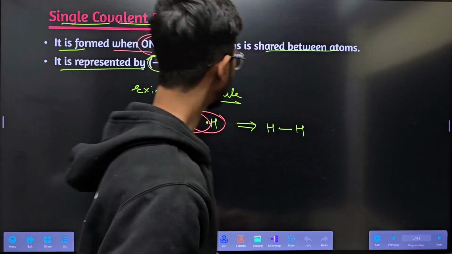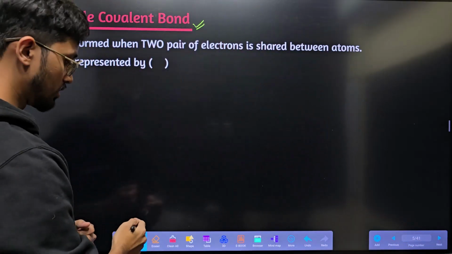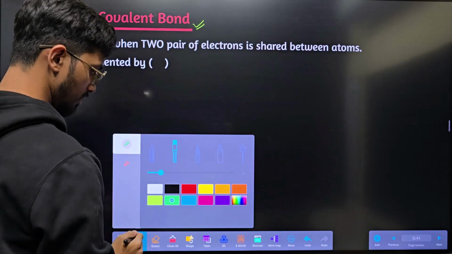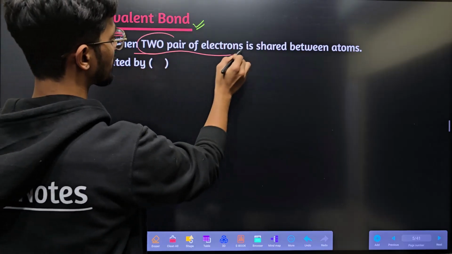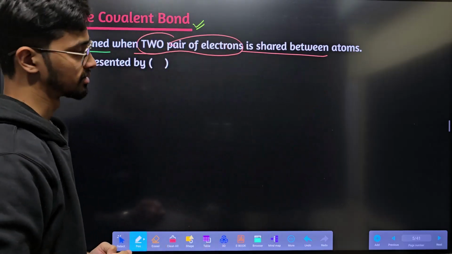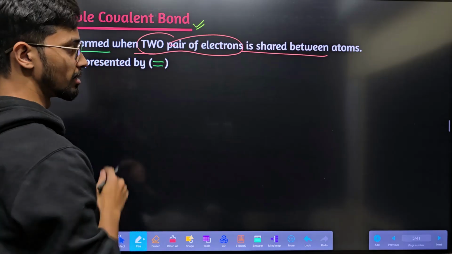Now, the double covalent bond. Single means only one pair of electrons is being shared. Here, it is formed when two pairs of electrons are shared between atoms. It is denoted by a double bond like this.